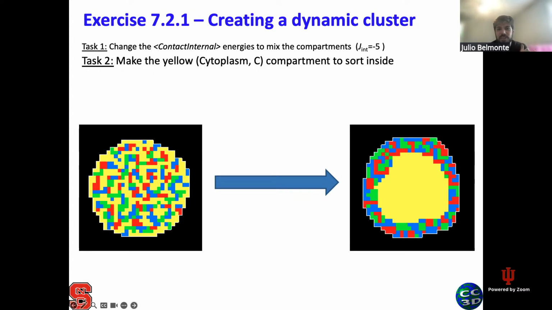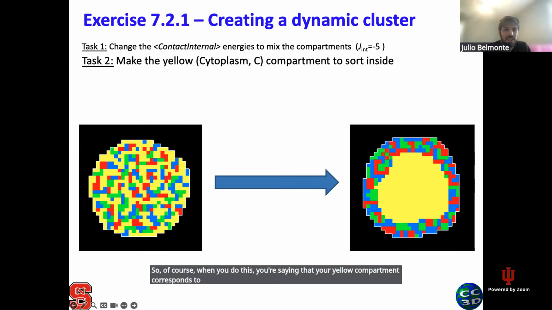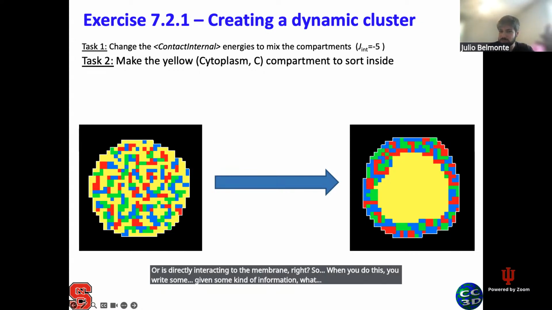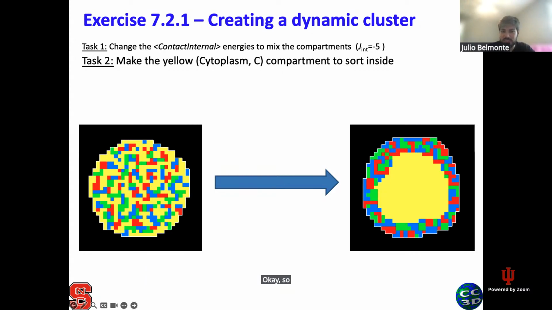Click on Anastasia for sharing your output. So at least one of you got it to self-sort inside. So of course, when you do this, you're saying that your yellow compartment corresponds to cytoplasm, and your green, blue, and red compartments are some kind of membrane molecule, or some molecule that's close to the membrane or directly interacting with the membrane, right? So when you do this, you're already giving some kind of information about what type of molecules this red, green, and blue are. Okay. So Anastasia got it sorted to inside.